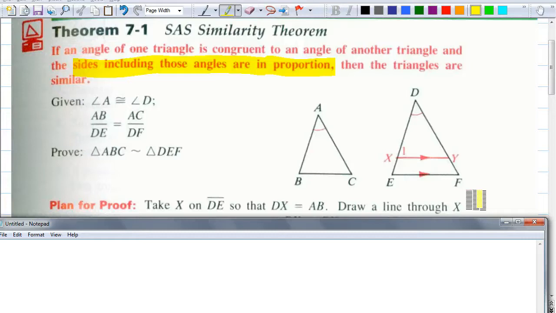Alright, so if A is similar to B, guess what? B is also similar to A. That's the symmetric property. Alright, so knowing this, we could prove that the two triangles are similar.